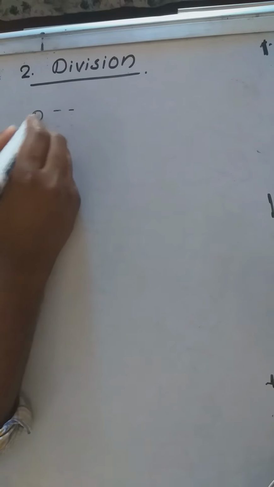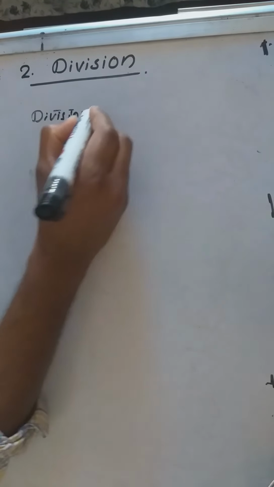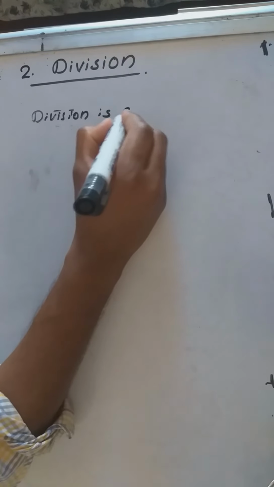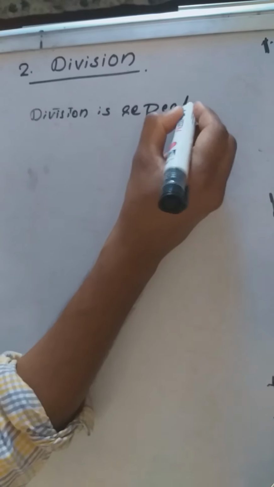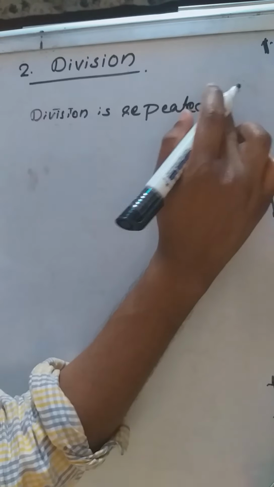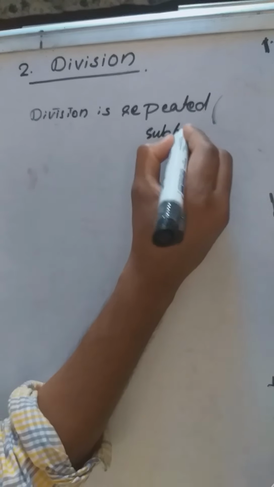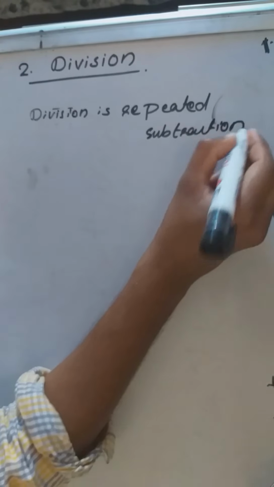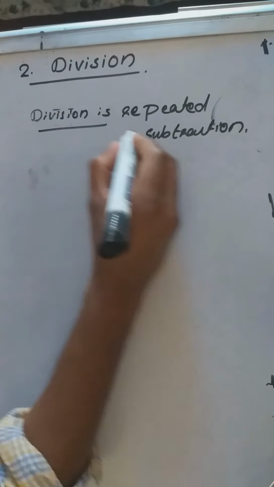In the previous chapter, we learned about multiplication. Division is the opposite of multiplication. In the previous chapter, we learned multiplication is repeated addition. Here, division is repeated subtraction. Division is called repeated subtraction. Let's check whether division is repeated subtraction or not.